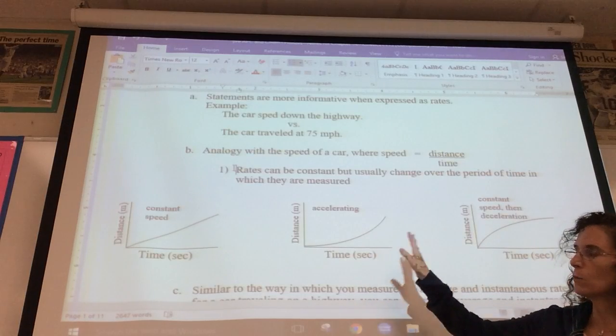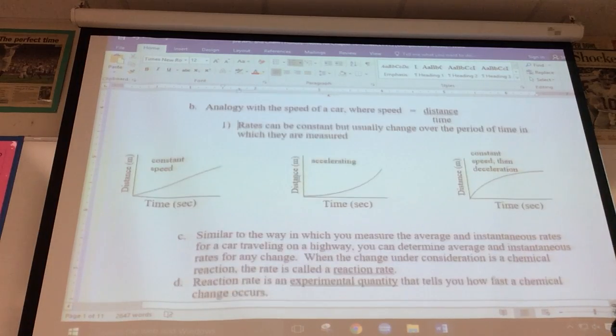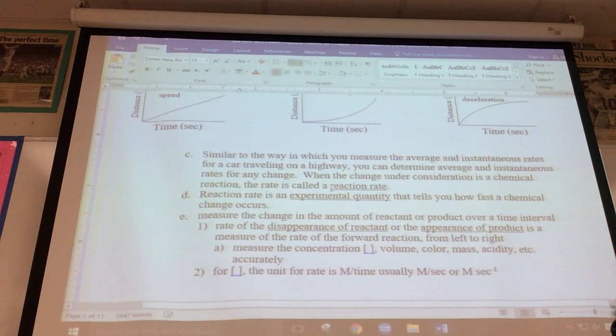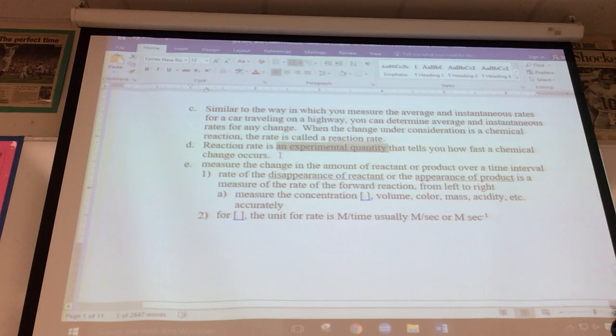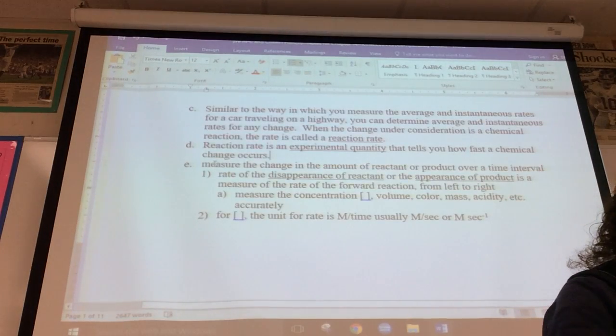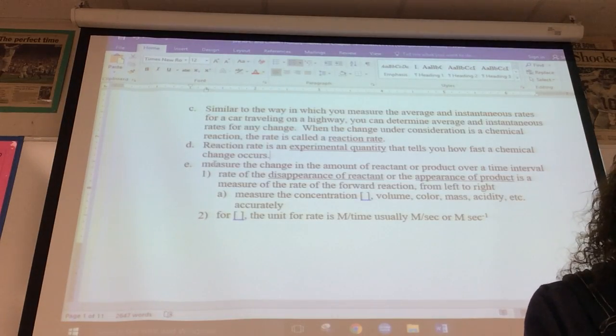So the same way when you drive, you have changing speeds. You'll see that reaction rates will change over time. When you're talking about a chemical reaction, the rate that you're talking about is referred to as reaction rate, and it's an experimental quantity. We'll take a look at some data to learn how to determine reaction rate. What you're going to be doing is measuring either the disappearance of reactants or the appearance of products.